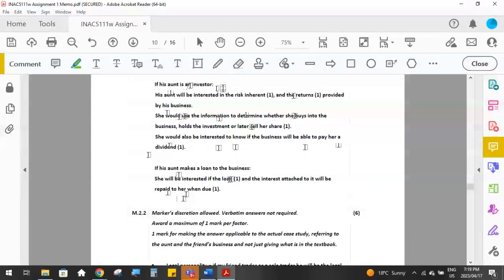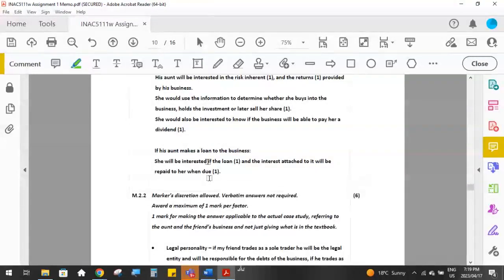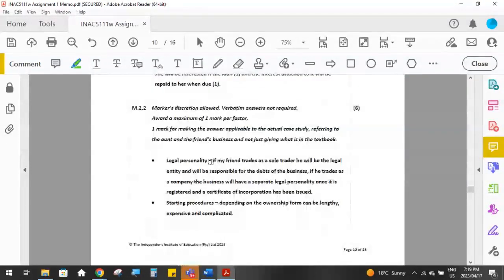So there would be a capital account for your friend containing the amount he had contributed personally, and there would be a capital account for your aunt containing the amount that she had contributed personally to the business. But if your aunt said, okay, I'll give the 50,000 Rand to you as a loan and you must pay me back in 5 years' time, then the second scenario applies.